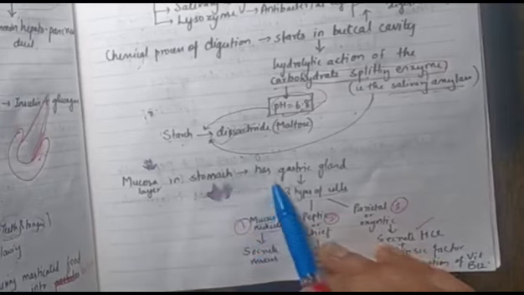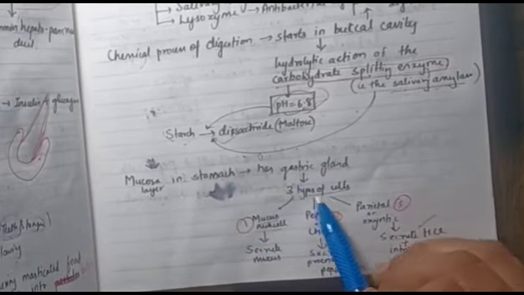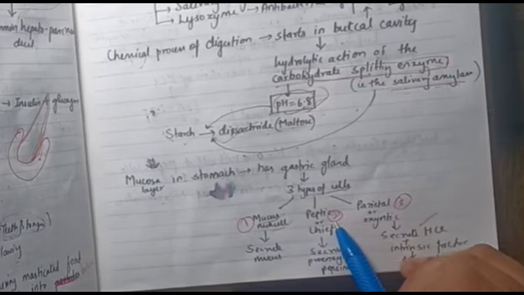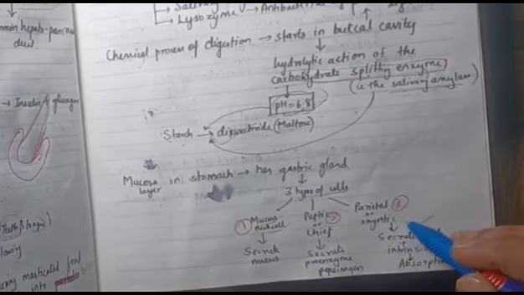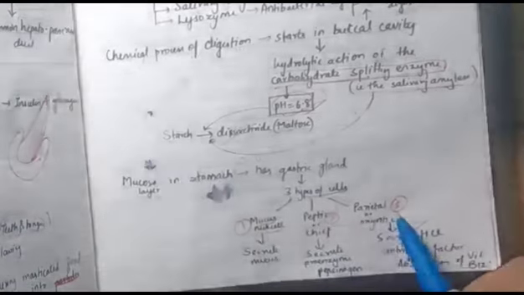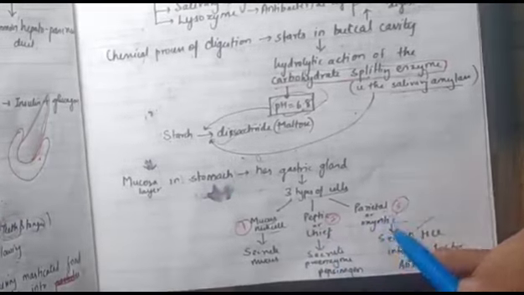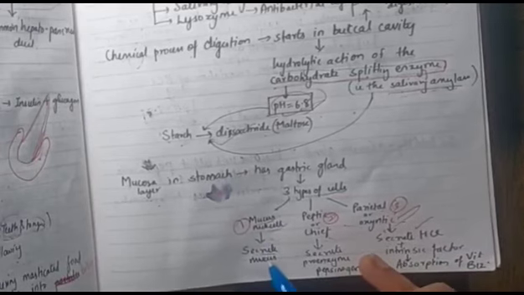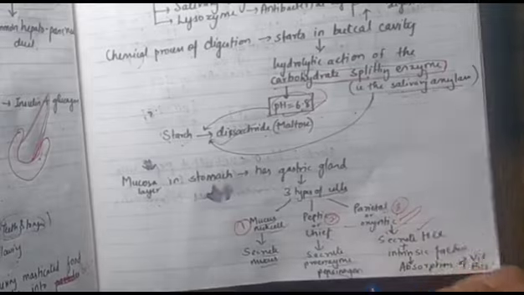The mucosa layer in the stomach has gastric glands, and these gastric glands are in the form of three types of cells. First one is the mucous neck cell, second one is peptic or chief cells, third one is parietal or oxyntic cells. Now these three are very important to remember. Peptic or chief, parietal or oxyntic, don't confuse that. Mucous neck cells secrete mucus. Peptic or chief cells secrete the proenzyme pepsinogen.